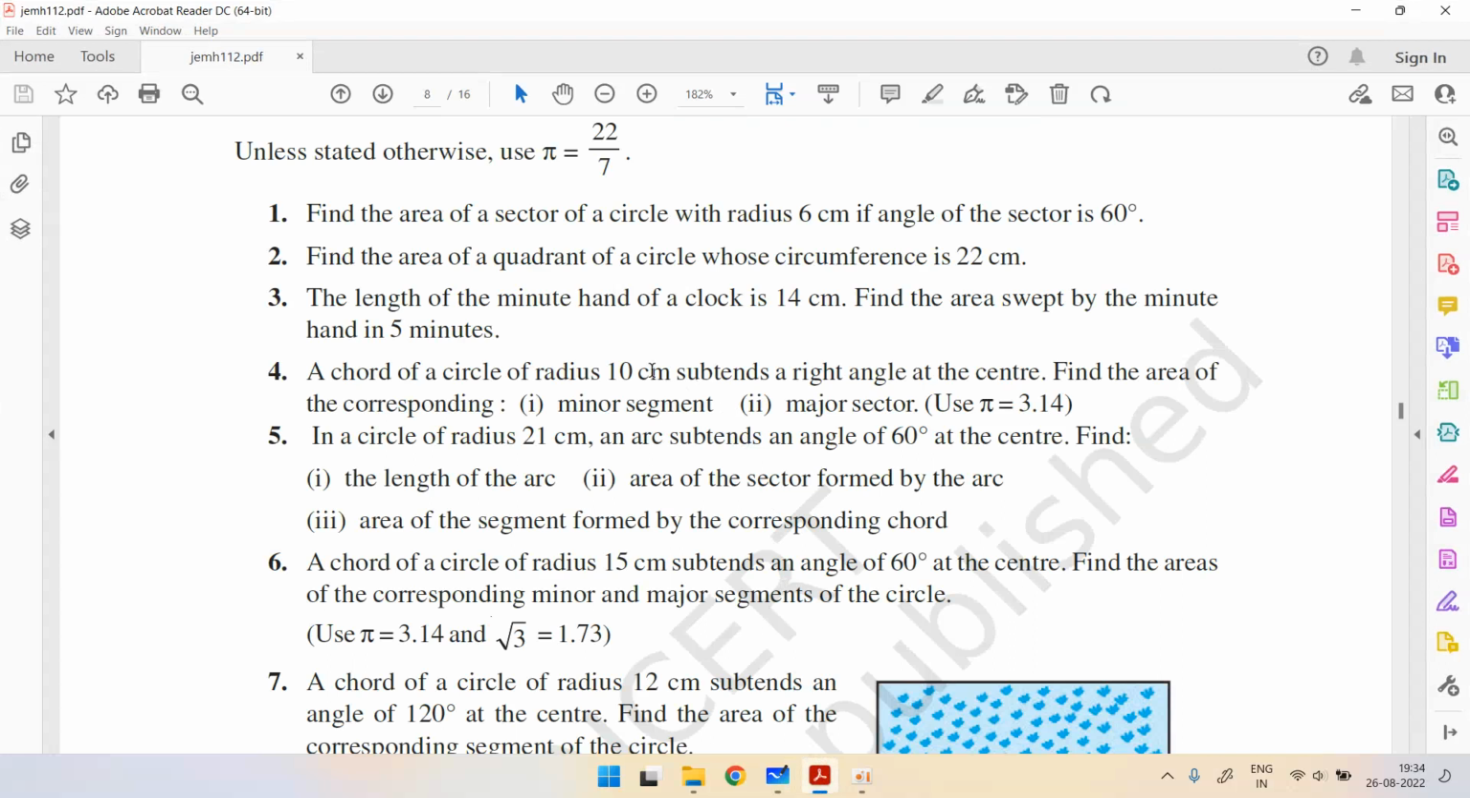Now next is: the length of the minute hand of a clock is 14 centimeter. Find the area swept by the minute hand in 5 minutes.